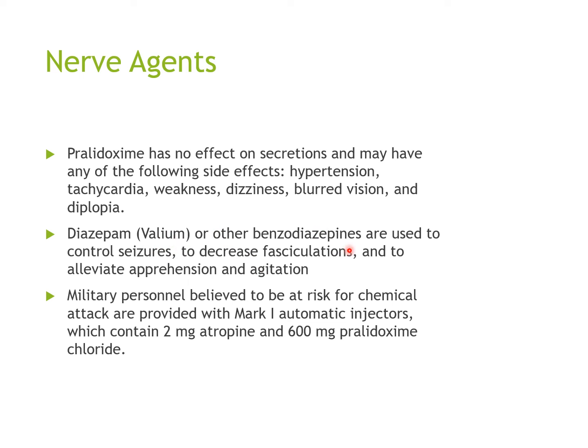You can use things like Valium to control seizures, decrease fasciculations, and alleviate apprehension and agitation. So remember fasciculations, we've had this before, right? Under seizures, I think we came across this term. That weird twitching that happens in your face. And apparently if you're in the military, they give you special Mark 1 automatic injectors that contain atropine and 600 milligrams of pralidoxime chloride as protection.